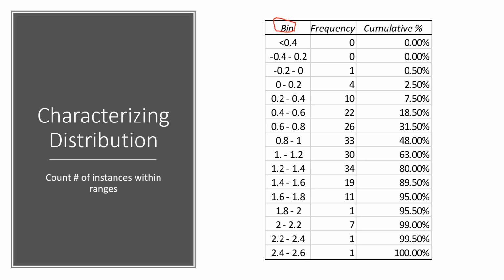So we have 0 values less than 0.4. And then we come to this bin here between negative 0.2 and 0. We have 1 value. And then you can see as we get into these more central values, say between 0.8 and 1, we have 33 values. And then it tails off when we get to higher values, say 2.2 to 2.4. We have only 1 value. So that's what this frequency column here is showing. It's just the count within each of these ranges, or the number of instances within each of these ranges. So we can tabulate it like that.